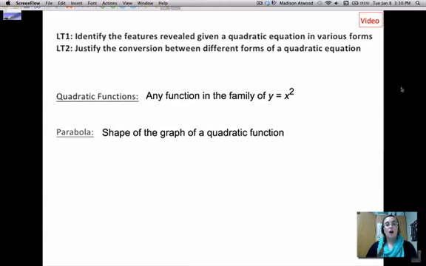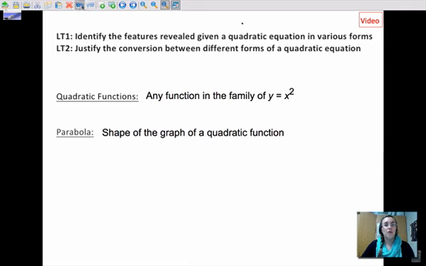So we have been talking for a little while about different transformations. We've talked about translating, reflecting. We've talked about maybe stretching or shrinking a graph or a figure. And all of that has been leading up to our quadratics unit. And in this first video, I'm just going to continue talking about graphs.